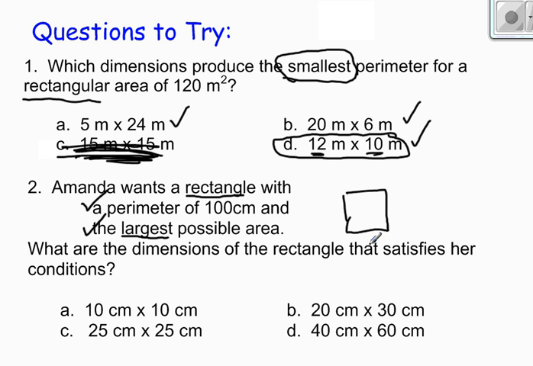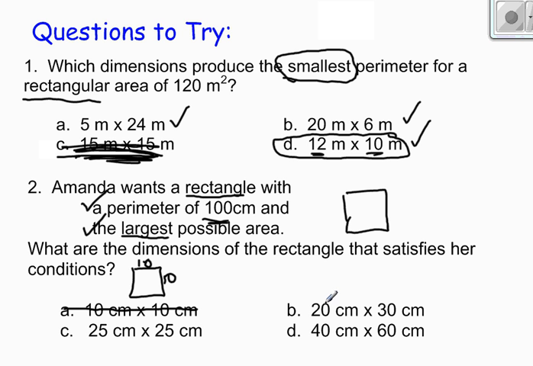Now I need a perimeter of 100. So let's go through and not be fooled the way we may have been in question 1. Let's check the perimeter of each of these rectangles first, then we'll see if something's a square. Now a rectangle that's 10 by 10 would have a perimeter of 40. 10 plus 10 plus 10 plus 10 is 40. I need a perimeter of 100, so it's definitely not that one.